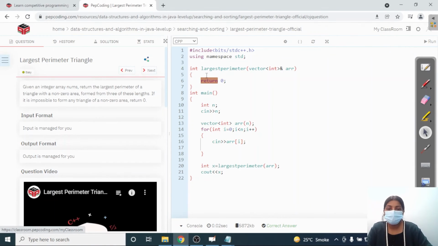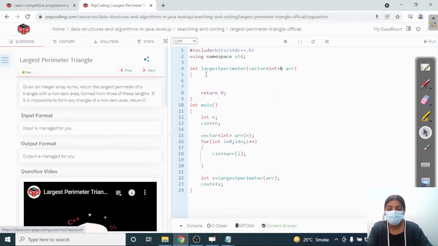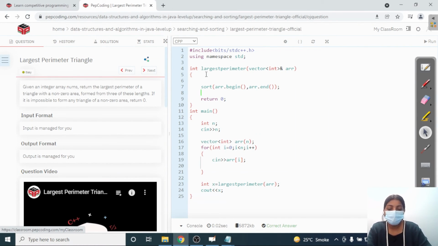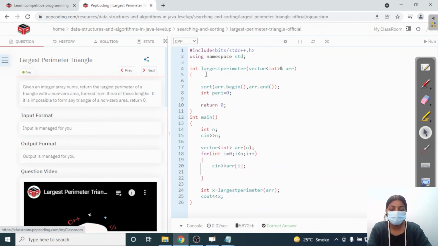First of all, I am going to sort my array: sort arr.begin, arr.end. Now let's make a perimeter variable which is initially equal to 0. And now let's run a loop from n minus 1, that is arr.size minus 1. It should run till 2, so i greater than or equal to 2.